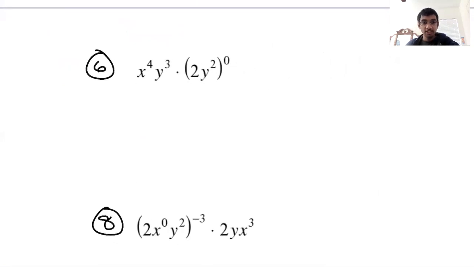Then we have this one. We have x to the fourth y cubed multiplied times 2y squared to the 0. How do we do this one?